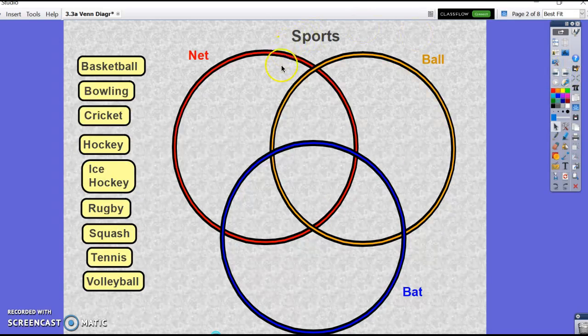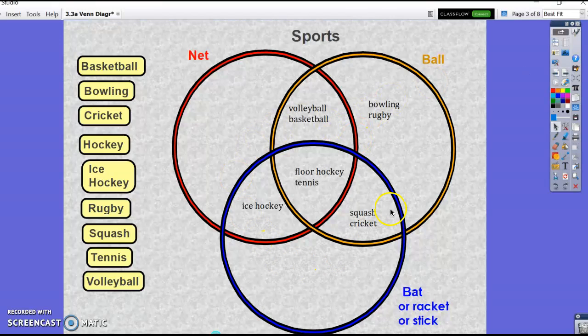Let's look at an example. So if we wanted to, we could use a Venn diagram to organize all of these different sports by talking about whether they have some type of net, whether they use some type of ball, and whether they use some type of bat or stick or racket. So here we have our organized data. Let's take a look at a couple of them.